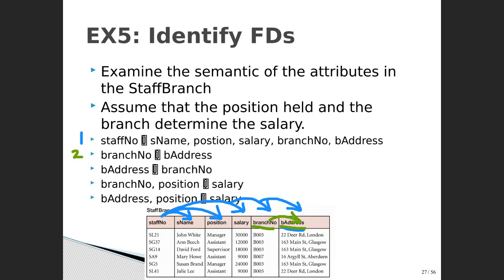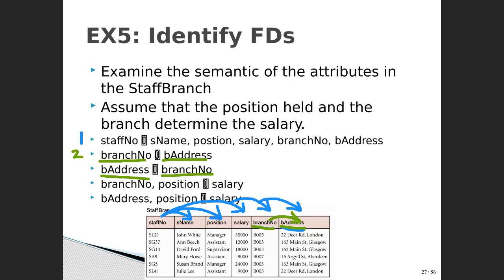At the same time, we can also read it from both sides. When branch number determines branch address, at the same time branch address determines branch number, a one-to-one relationship. It can be from both sides. For example, 22 Deer Road, London determines B005. At the same time, B005 determines 22 Deer Road, London. So it works in both directions. All right.